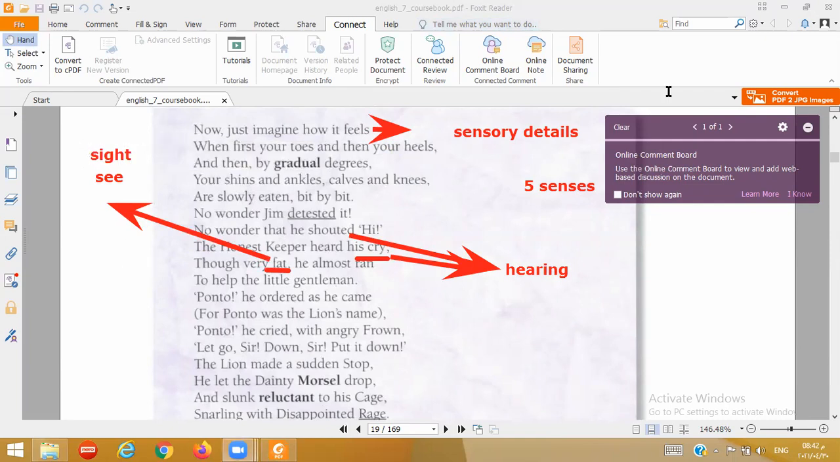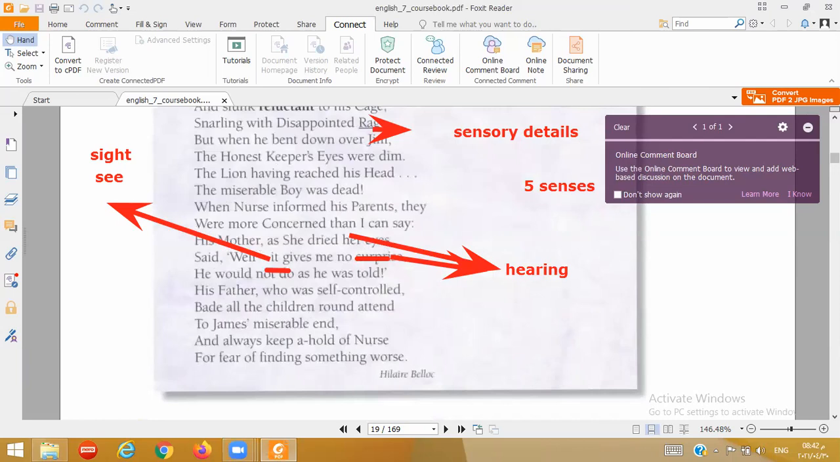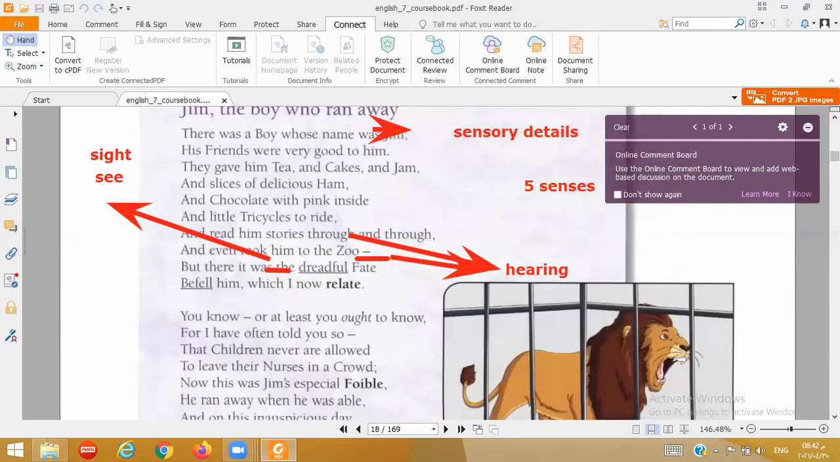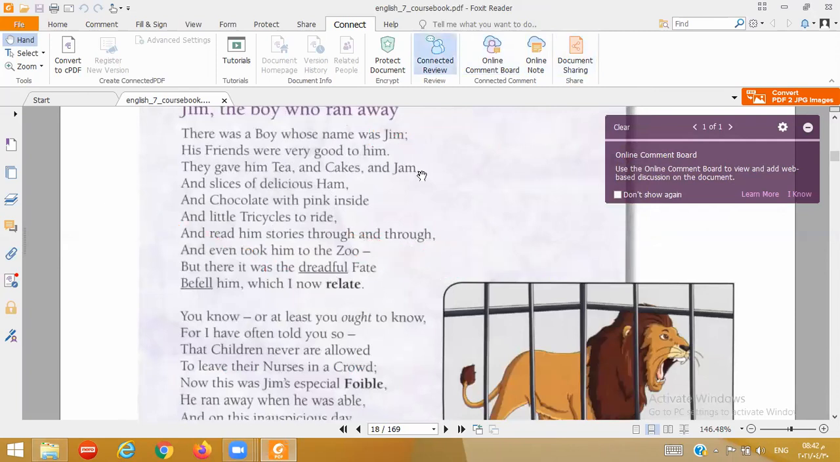Tasted it. Like he didn't like it. It's also a feeling. Taste. Good. Okay. In that paragraph, we have sensory details. Yes, we have a lot of sensory details.